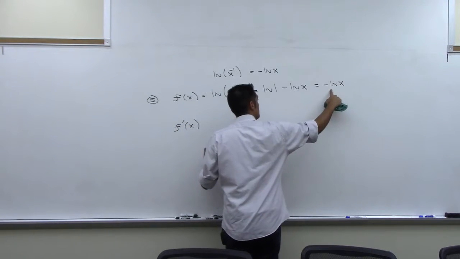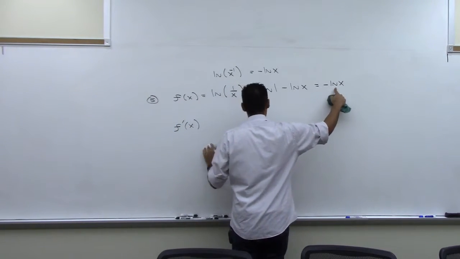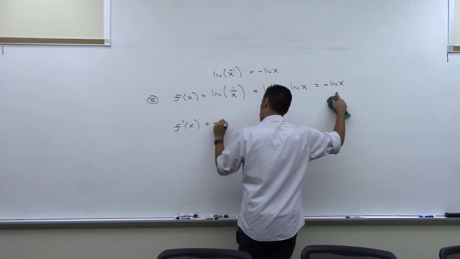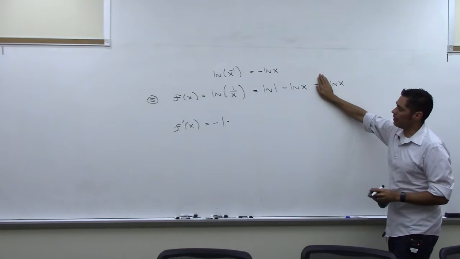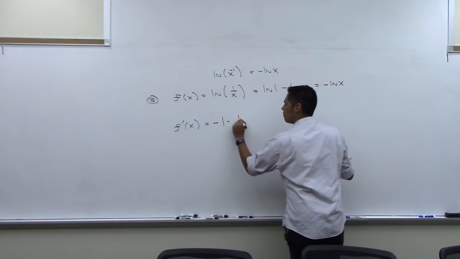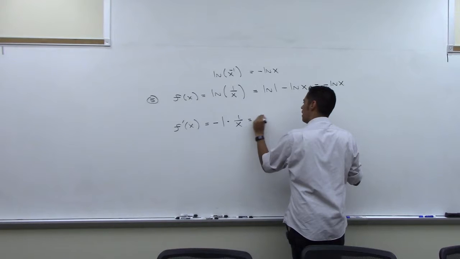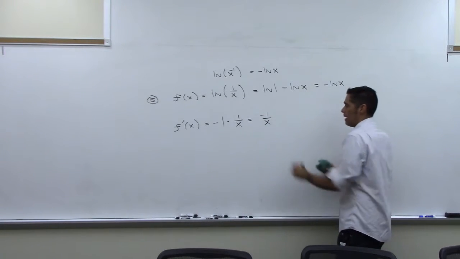And now when I come to take the derivative, I'm just going to take the derivative of this. The negative 1 sitting in front is going to come for the ride. I'll even put negative 1 times, now what's the derivative of natural log of x? 1 over x. So the answer is negative 1 over x. And we'd be done.